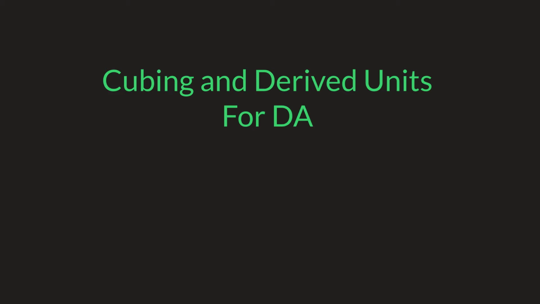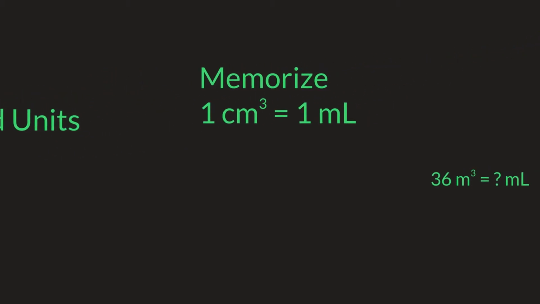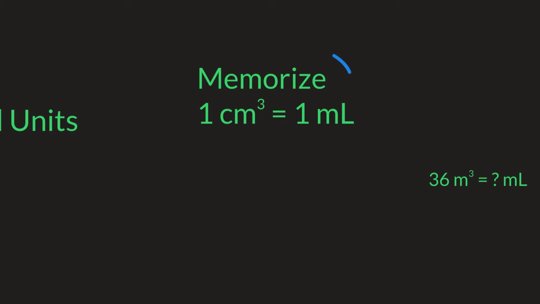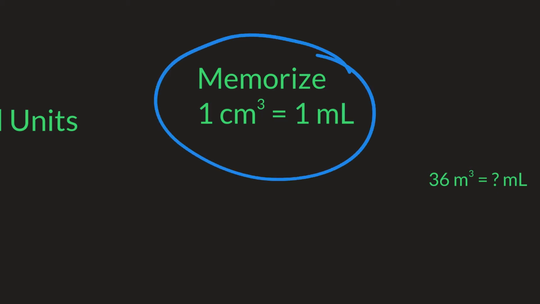All right, we're going to look at cubing and derived units for dimensional analysis. So, to get into the cubing stuff, there's a very important fact in chemistry. Hopefully, if I can do this live, I'll demo it, I'll show you, but 1 centimeter cubed is equal to 1 milliliter. Once you have a cubed unit, it is volume.